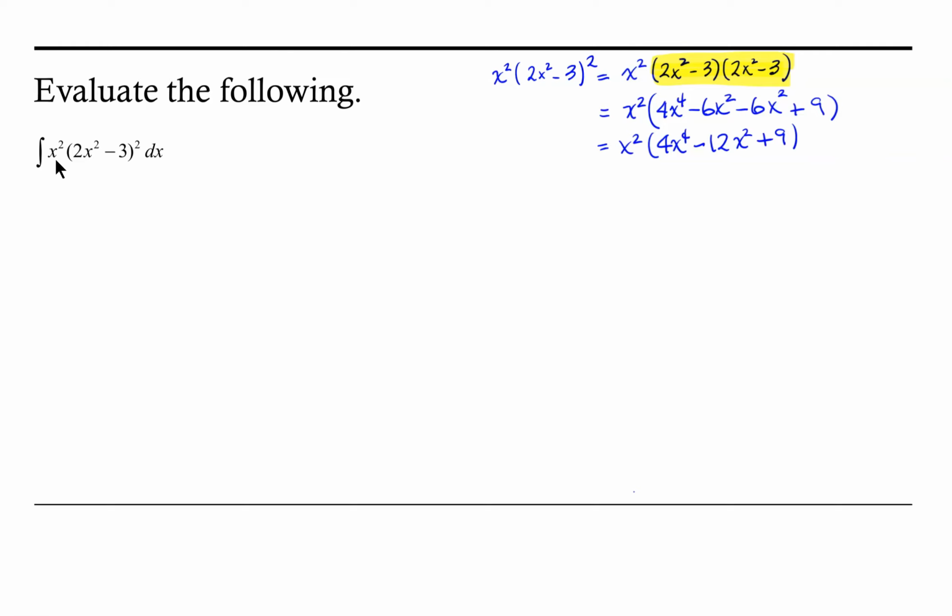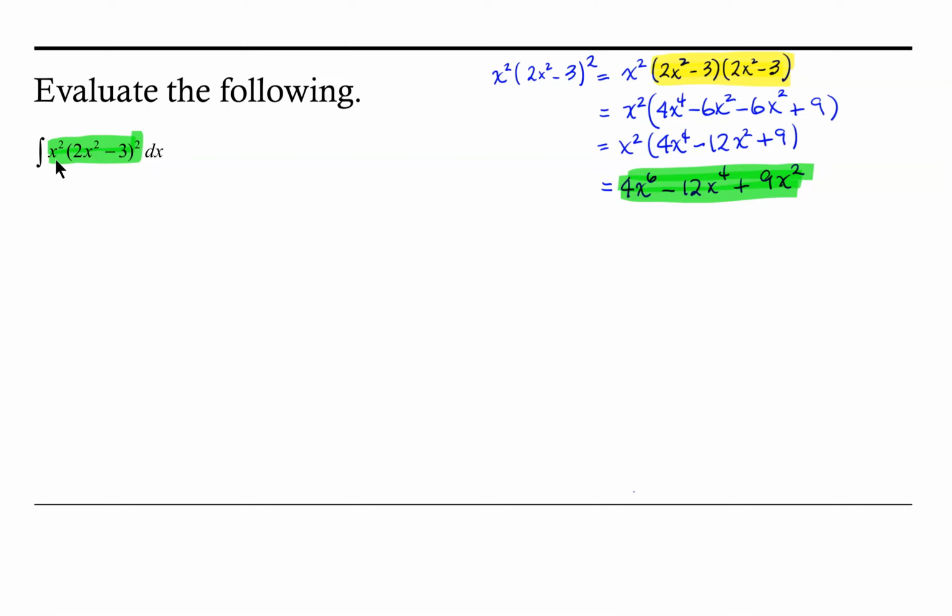And now we can distribute the x squared through that new polynomial, and we get 4x to the 6th minus 12x to the 4th plus 9x squared. So what we can do is replace our original integrand with this new equivalent integrand.